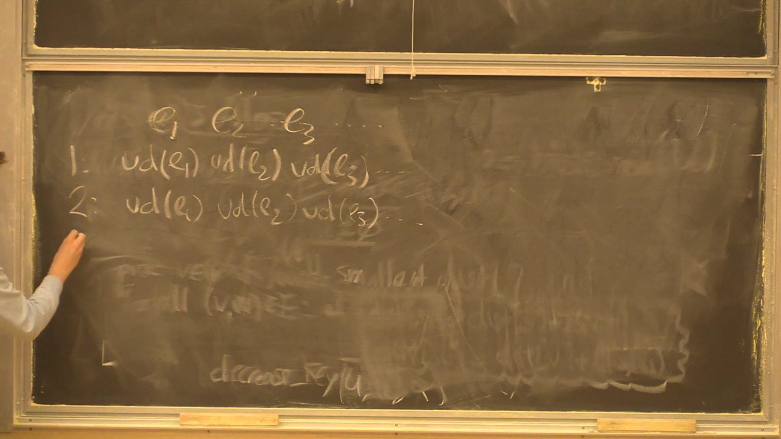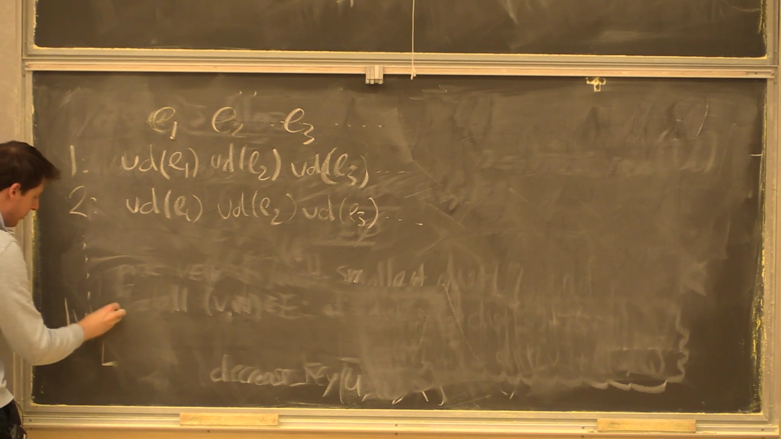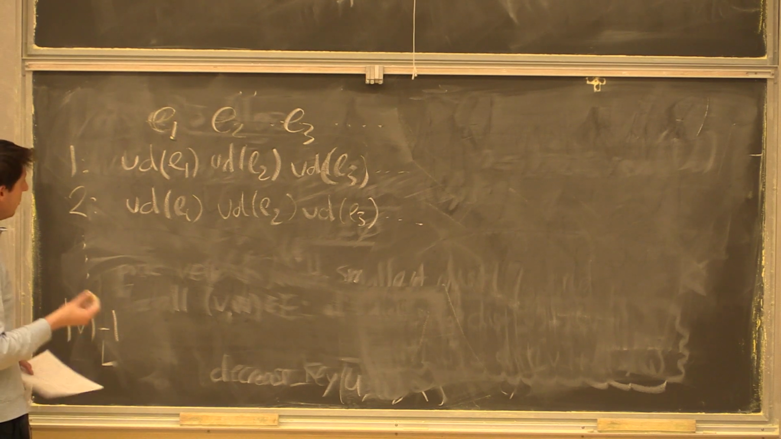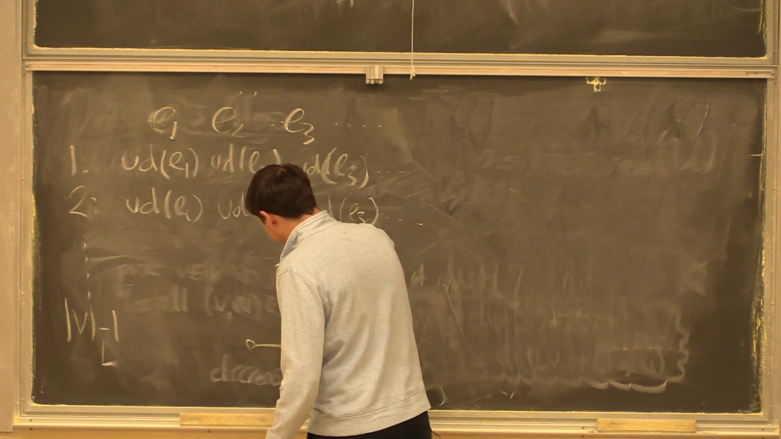And I do this V times, or in fact, more precisely, I only need to do this V minus 1 times, right? Because every path has at most V vertices in it. That means V minus 1 edges. So now look, I have a shortest path in mind, this one.